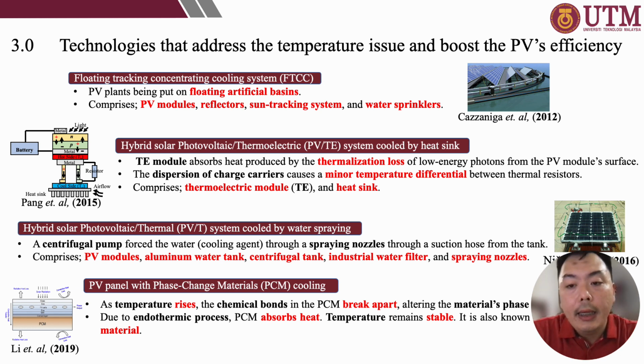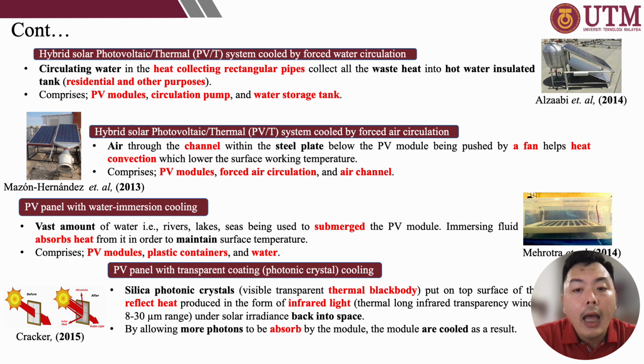In this paper, there are 8 main technologies that address the temperature issues and boost the PV efficiency: the floating, tracking, concentrating cooling system or FTCC, hybrid solar photovoltaic thermoelectric system cooled by heat sink, hybrid solar photovoltaic thermal cooled by water spraying, PV panel with phase change materials cooling, hybrid solar photovoltaic thermal system cooled by forced water circulation, hybrid solar photovoltaic thermal system cooled by forced air circulation, PV panel with water immersion cooling, and PV panel with transparent coating or photonic crystal cooling.